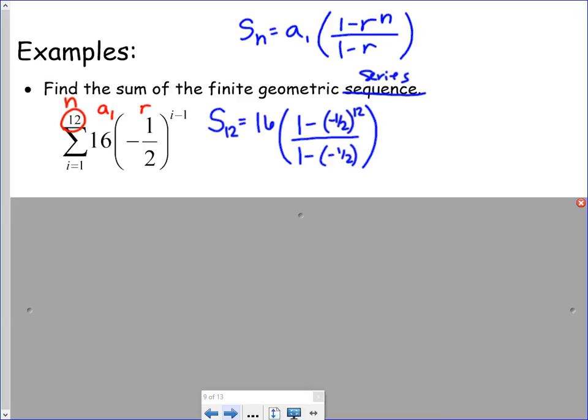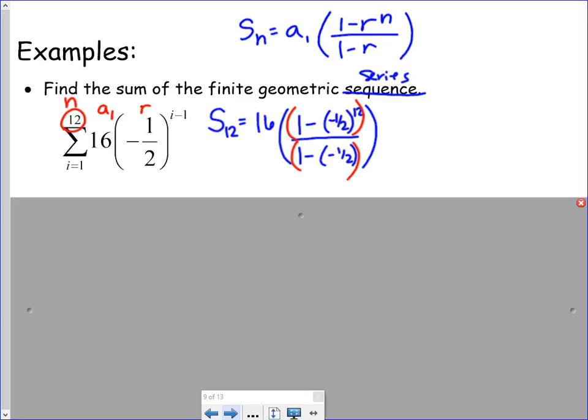Whereas if you distribute the negative and make that plus a positive, then you'd be adding 1 plus 1 over 2 to the 12th. So be really careful with that when you're doing that work. If I think about 2 to the 12th, I know that that's going to be a very large number. So this is a problem where I would probably just go ahead and plug it into my calculator. Remember, when I plug it into my calculator, I'm going to add some extra parentheses, putting parentheses around the numerator, and then I've got those parentheses for my negative 1/2.